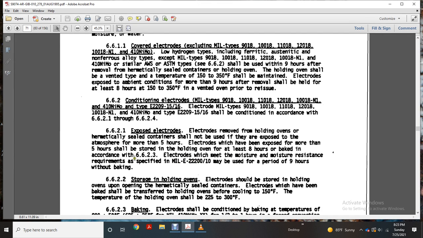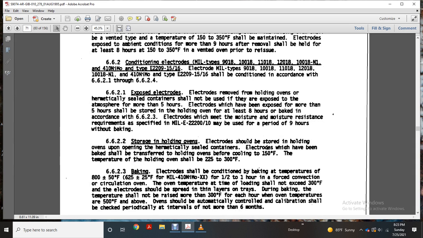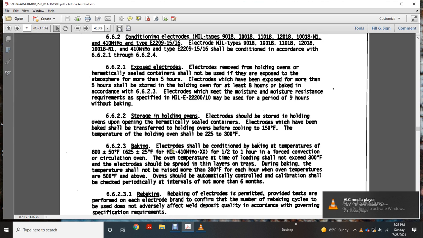E222009 may be used for a period of 9 hours without baking. Storage and holding oven: electrodes should be stored in the holding oven or in hermetically sealed containers. Electrodes which have been baked should be transferred to the holding oven before cooling to 150 degrees. The temperature should be held in the oven at 225 to 300 degrees.